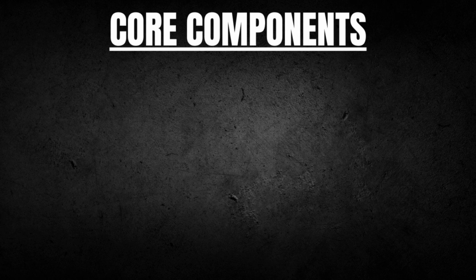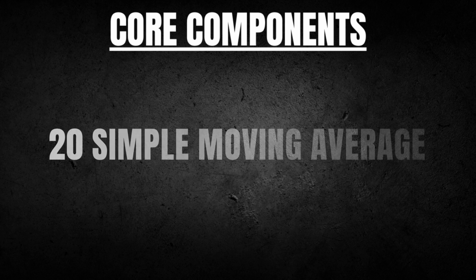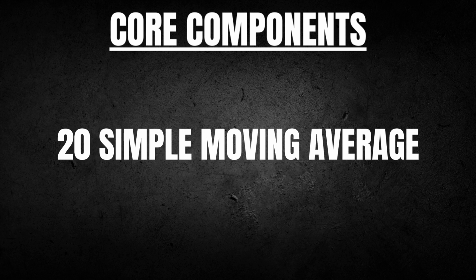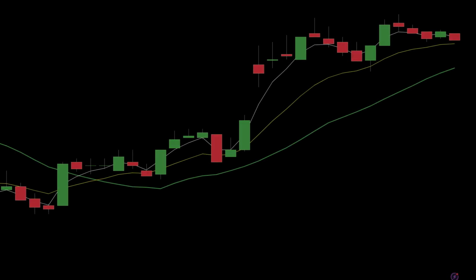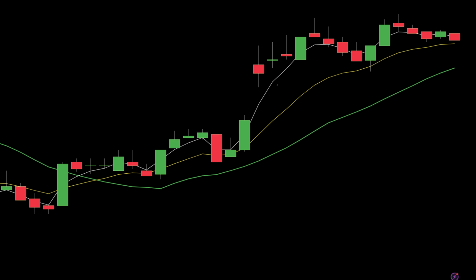Now, at the heart of this approach are two key exponential moving averages, the 3-period EMA and the 10-period EMA. And we have one simple moving average, the 20-period. Each of these serves a specific purpose in our trading framework. The 3-period EMA is the fastest, the most responsive to price changes. It's our very short-term trend indicator. It's going to quickly identify the current market direction.